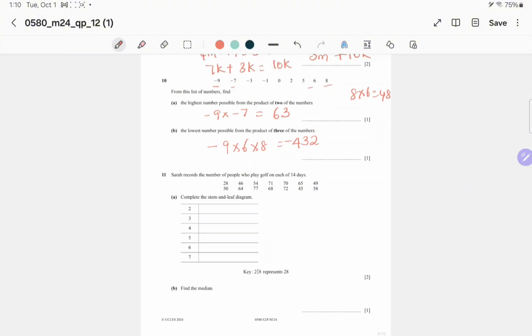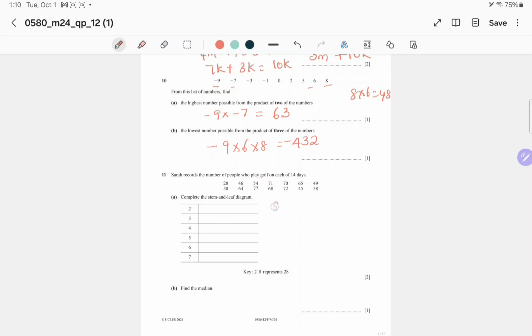So coming to the next question. Okay, we will go to the next part. I am coming back to the 11th question. Sarah records the number of people who play golf on each of 14 days. So we will write each number and then write them in ascending order.